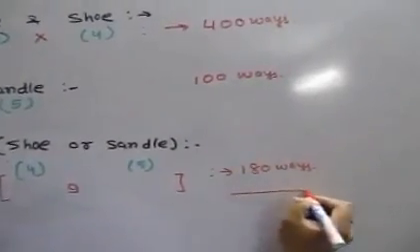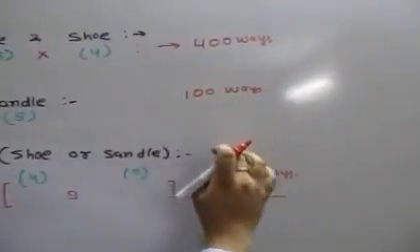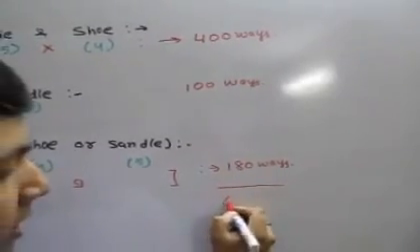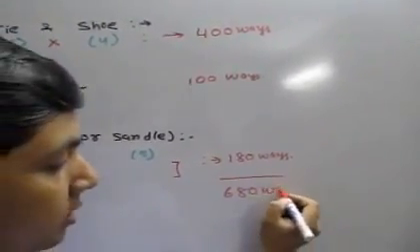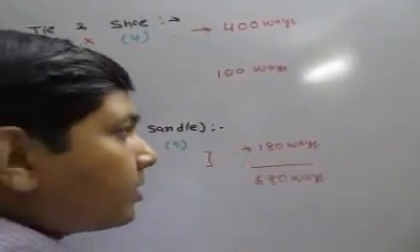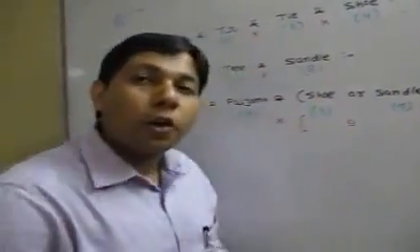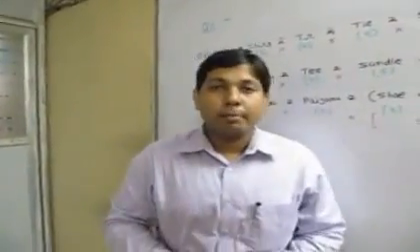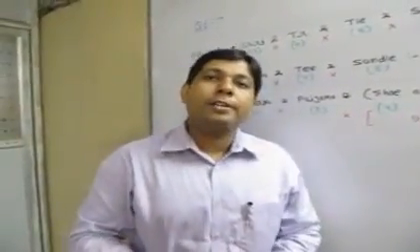So the total number of ways is 400 plus 100 plus 180, that is 680 ways he can select his outfit. That is all about the fundamental principle of counting. Now we will see permutation and combination and the application of the fundamental principle of counting. Before moving ahead towards permutation and combination, first we will quickly revise factorial.